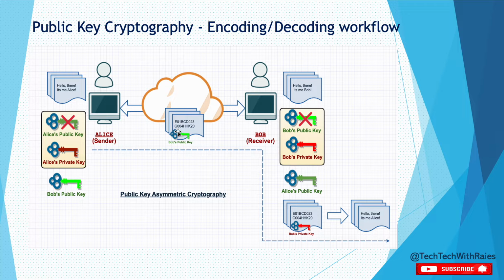When this particular data is received here, the entire message will be decoded using Bob's private key, and the message is decoded: Hello there, it's me, Alice. So this is the complete encryption and decryption, or encoding and decoding, workflow of public key cryptography.